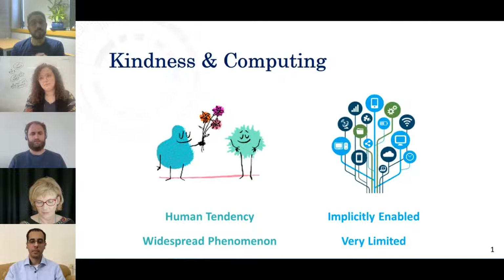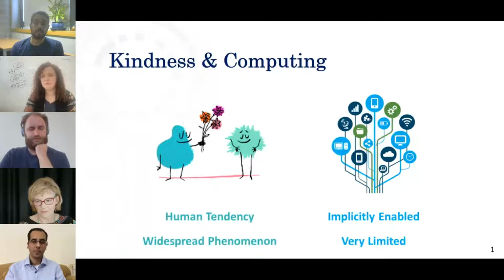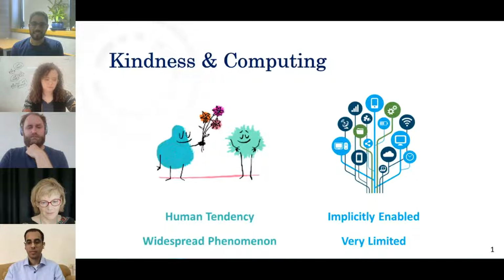Now, looking at the status of kindness in computing, we can draw 2 key points. So the first is that while digital technology has enabled kindness, like posting positive comments on social media, it has largely been implicit in doing so. And second, which explains to some extent the first, is that the presence of kindness in computing is very limited. Or in other words, computing is largely silent about kindness.